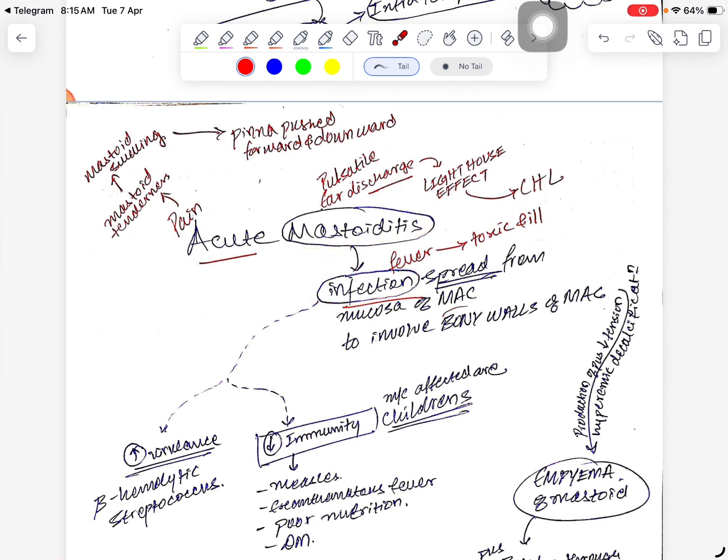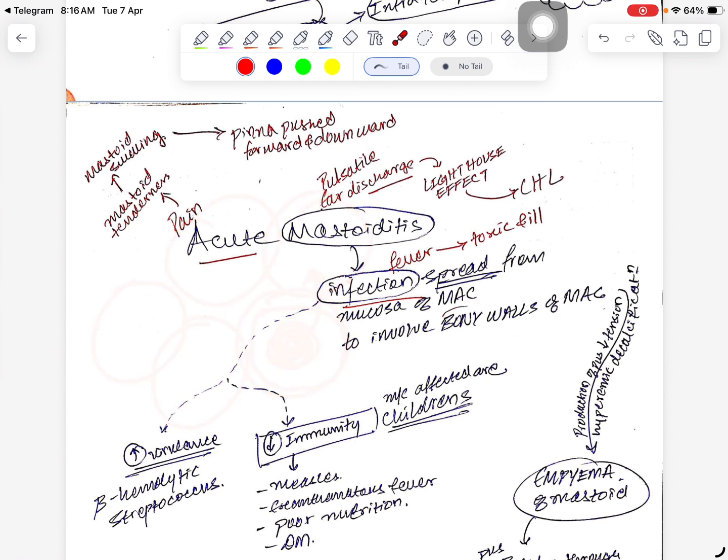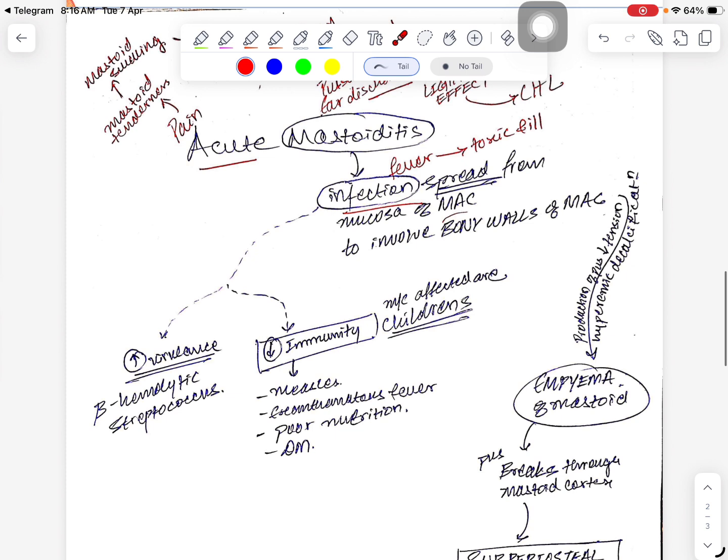This infection is spreading from the mucosa of the mastoid air cells to involve the bony walls of the mastoid air cells. Suppose these are the mastoid air cells, with a mucosal lining here. The pus has collected here, spreads from the mucosa of the mastoid air cells and erodes the bony wall. This is called mastoiditis. Okay, now we are clear with mastoiditis.